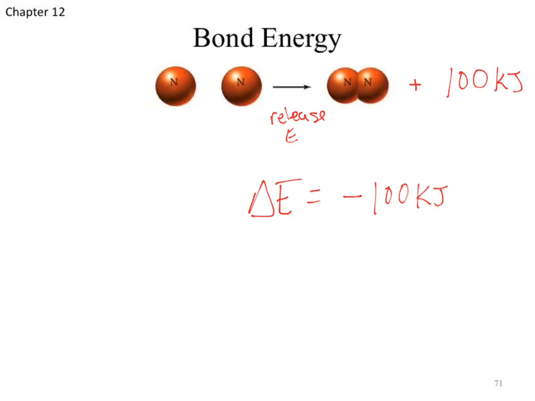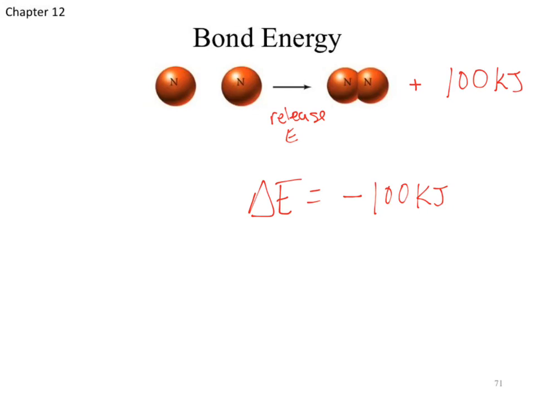It is negative 100 kilojoules. Why? Energy was released. What does that negative mean? The energy term is a product. That's what the negative means. That's it. Just telling us where to put the energy term.